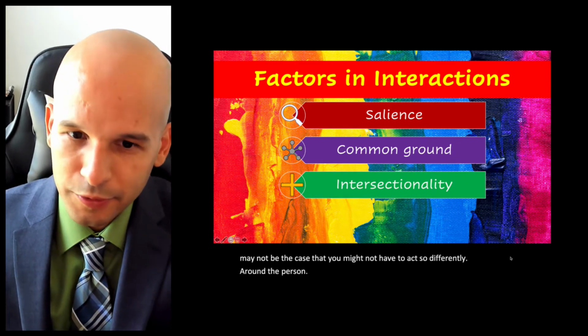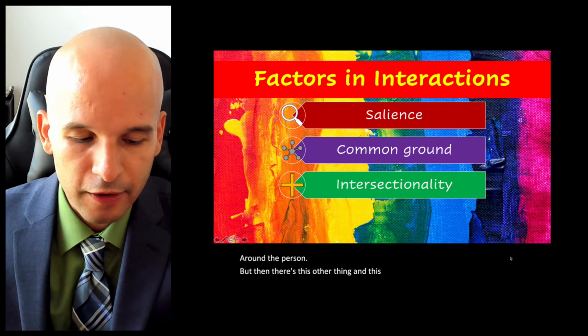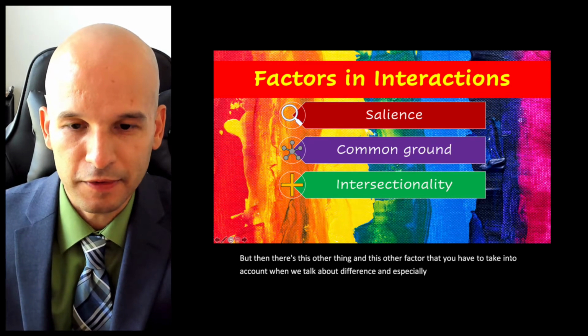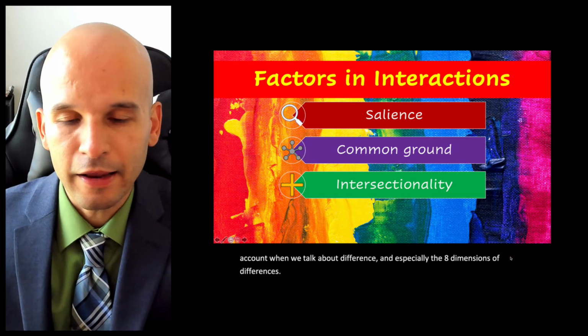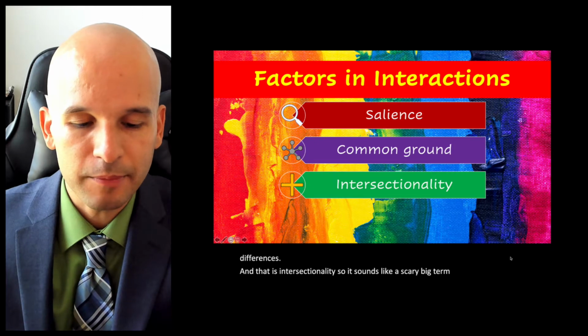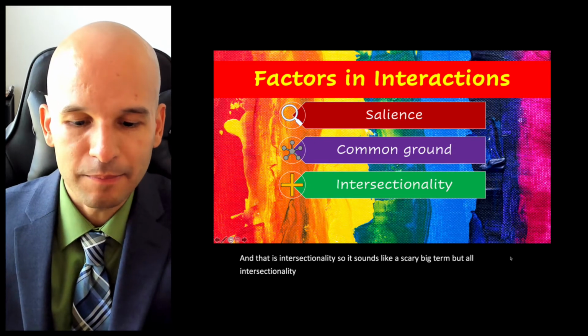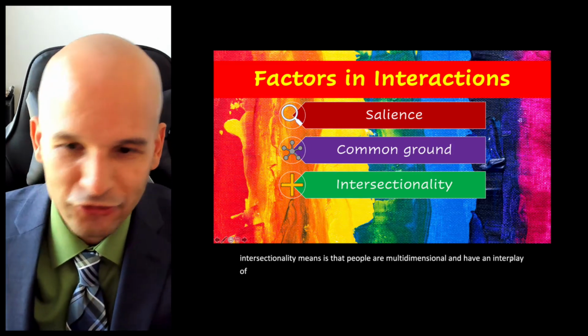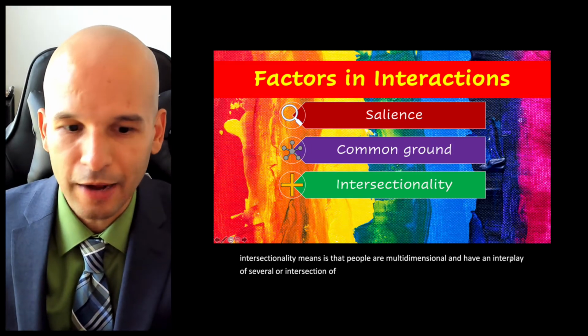But then there's this other factor that you have to take into account when we talk about difference, and especially the 8 dimensions of differences. And that is intersectionality. So it sounds like a scary big term, but all intersectionality means is that people are multidimensional and have an interplay, or intersection, of several different demographics.